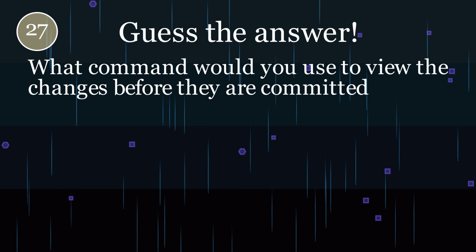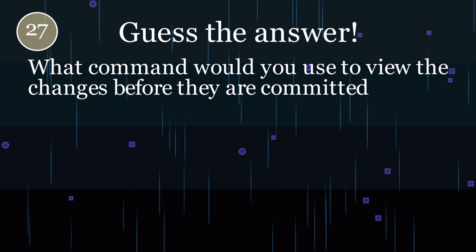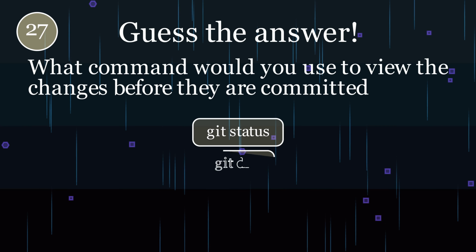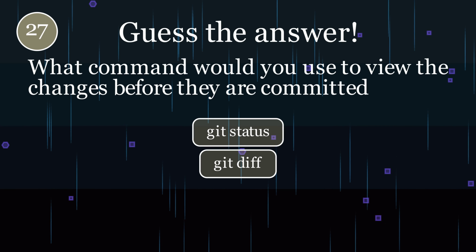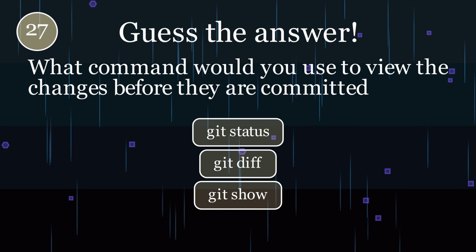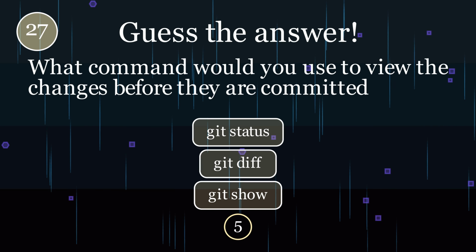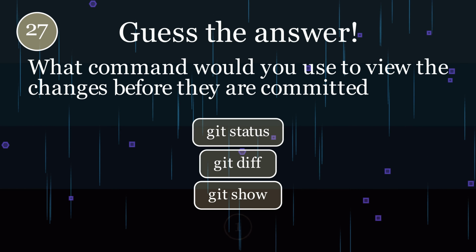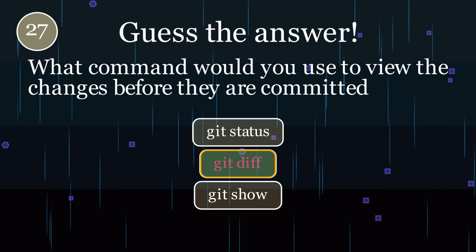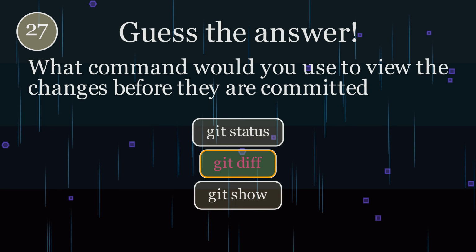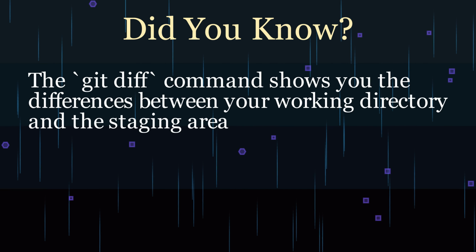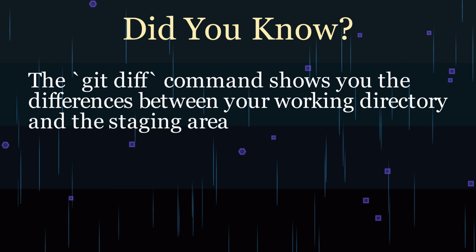What command would you use to view the changes before they are committed? Git status. Git diff. Git show. The correct answer is git diff. Knowledge boost: the git diff command shows you the differences between your working directory and the staging area.